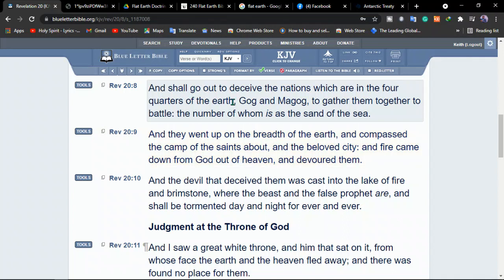And shall go out to deceive the nations which are in the four quarters of the earth. You see, the earth has four quarters. Gog and Magog, to gather them together to the battle, the number of whom is as the sand of the sea. This is during the Gog and Magog war. Are you seeing this one?